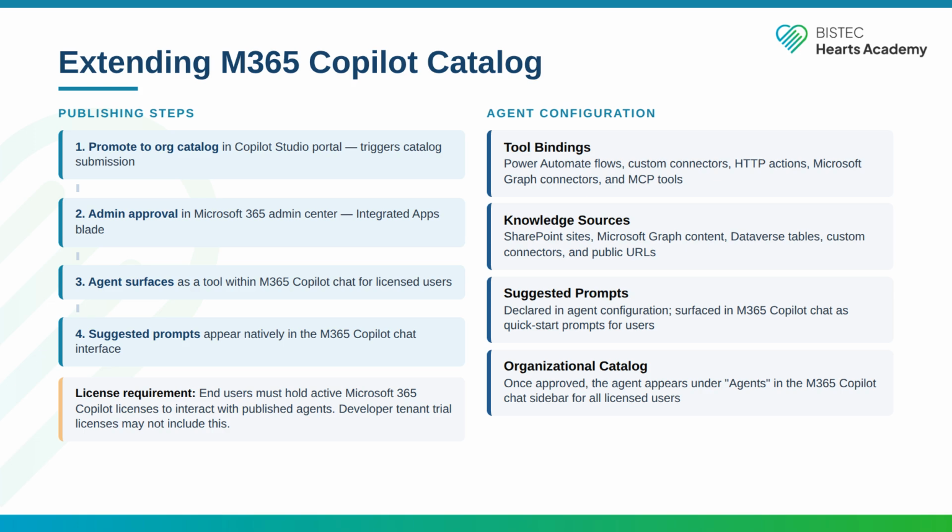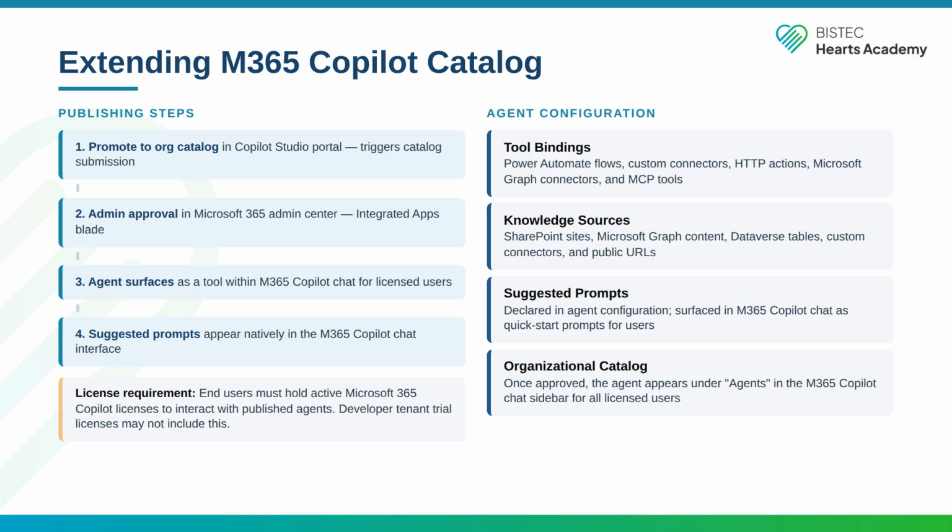First, in the Copilot Studio portal, you promote the agent to the organizational catalog. This triggers a submission request. The agent is not immediately published. Second, an administrator approves the submission in the Microsoft 365 Admin Center under the Integrated Apps Blade. This is a separate admin portal from the Teams Admin Center, and in many organizations, the approver is a different person. Third, once approved, the agent surfaces as a tool within M365 Copilot Chat.